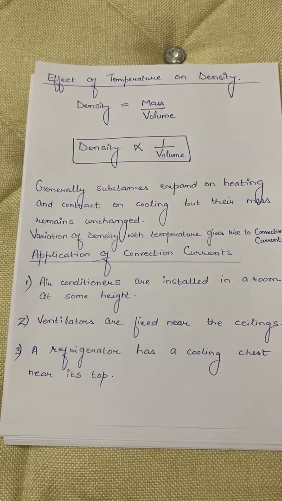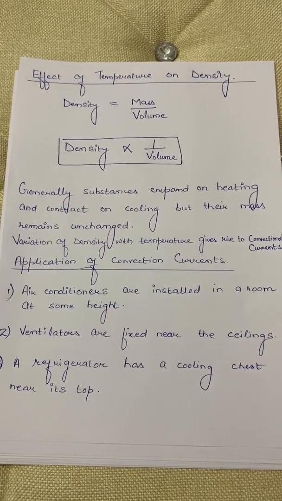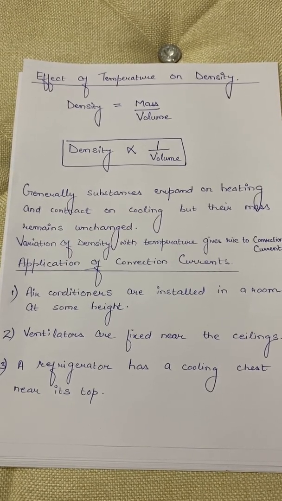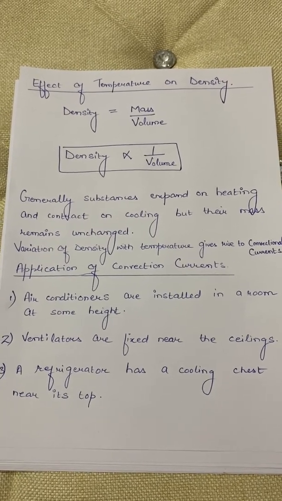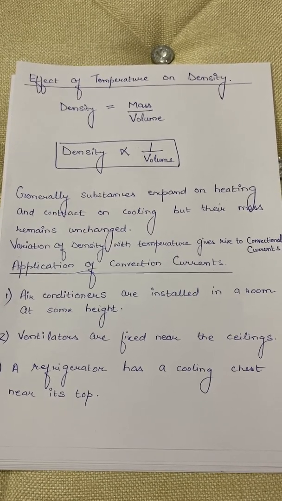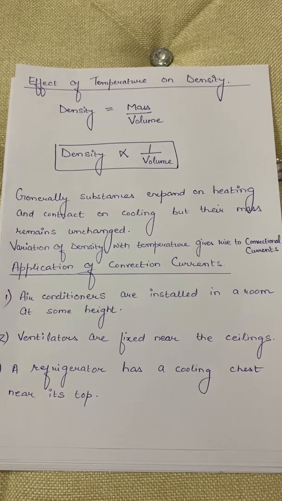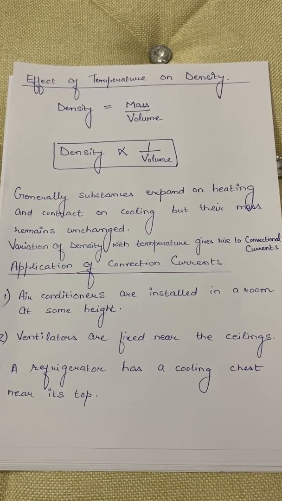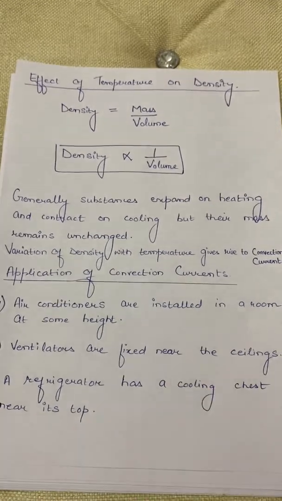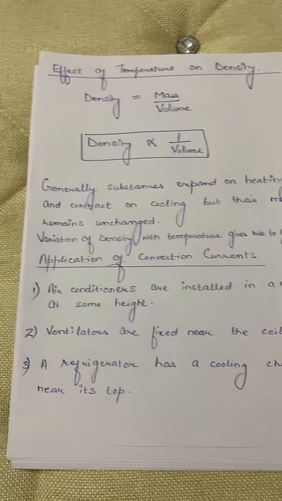Then, next one: a refrigerator has a cooling chest near its top. Again, the reason is the same, to assist the formation of convection current, because the air near the top in contact with the freezing chest gets cooled down. The cold air, being heavier, comes down, and the hot air, being lighter, will rise from the lower part to take the place of that colder air. Thus, a convection current is set up, and the cold air from the cooling chest, which is coming down, cools the entire region of the refrigerator below the chest. Because the faster the convection currents are formed, the faster and better the cooling will be.